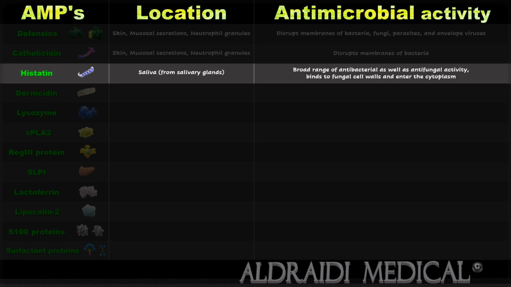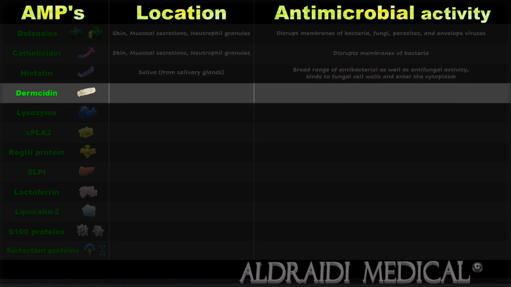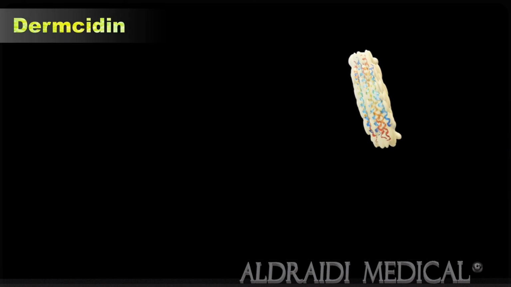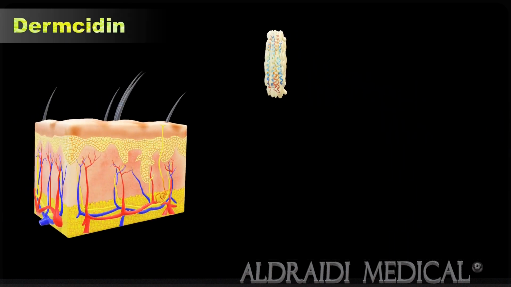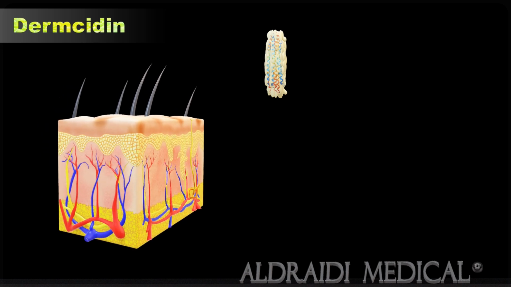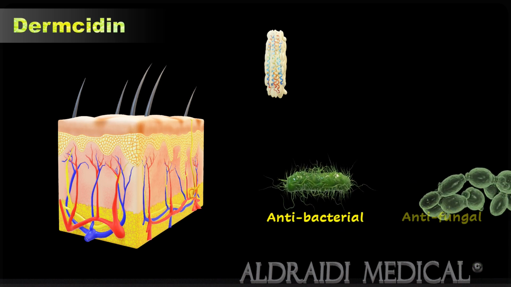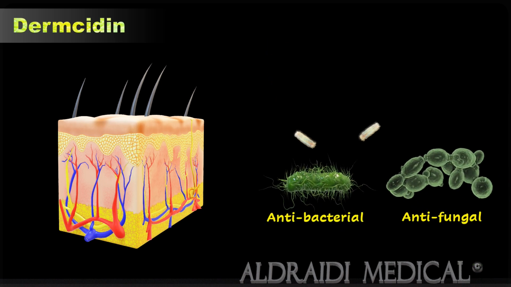The next antimicrobial peptide is Dermcidin. Dermcidin is the main skin antimicrobial peptide, which is constitutively secreted by eccrine sweat glands and epithelial cells. It has broad-spectrum antibacterial and antifungal activities, mainly by producing channels in membranes that disrupt ion gradients.